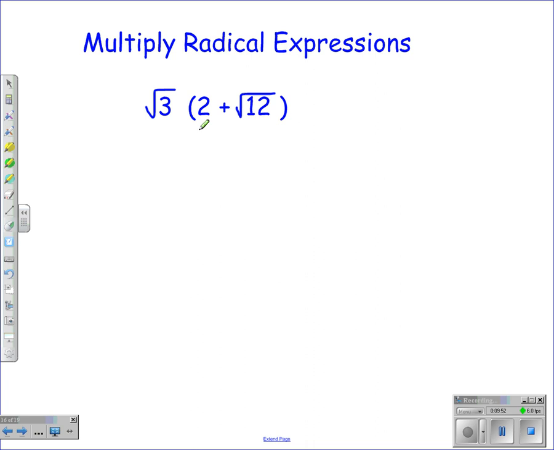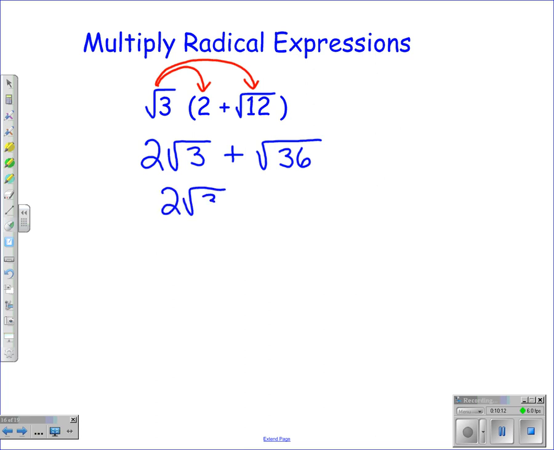Multiplying radical expressions, we are going to distribute the square root of 3 inside to everything inside the parentheses. That gives us 2 times the square root of 3 plus square root of 3 times the square root of 12, which is the square root of 36. Simplify your radicals if you can. We know the square root of 36 is 6, and so we will have 2 square root of 3 plus 6.